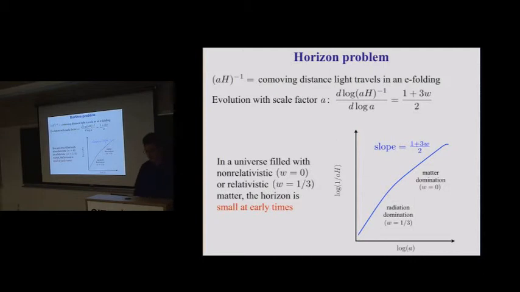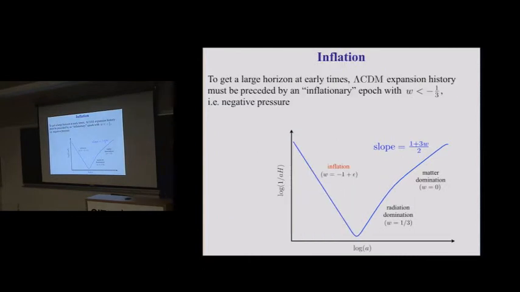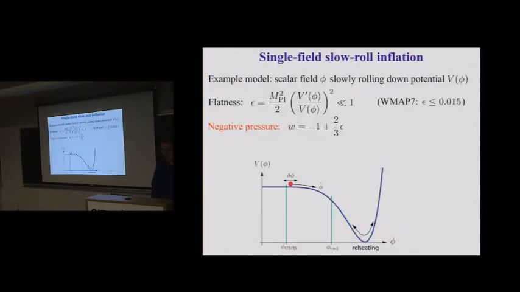This way of plotting the horizon problem makes it clear that in order to solve it and get a large causal horizon at early times, we want to assume that the usual lambda CDM expansion history is preceded by an epoch where the equation of state is less than -1/3 to make the slope negative, which will lead to a large causal horizon in early times. So we need some source of negative pressure in the very early universe. So what could be the physical source of negative pressure?